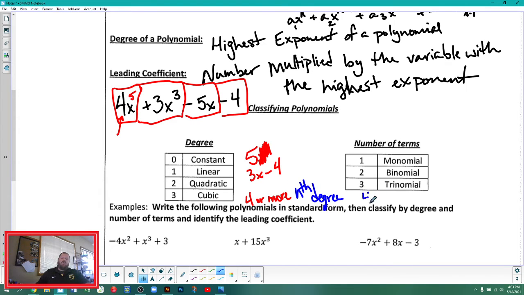Anything here 4 or more would be, so like looking at like nth degree or 3rd degree or 2nd degree, cubic or quadratic. If it has 4 or more terms, and then again, this is after you've simplified it, after you kind of gather all your like terms, there's 4 or more terms, you would just say, I'm going to use n again, with n terms.